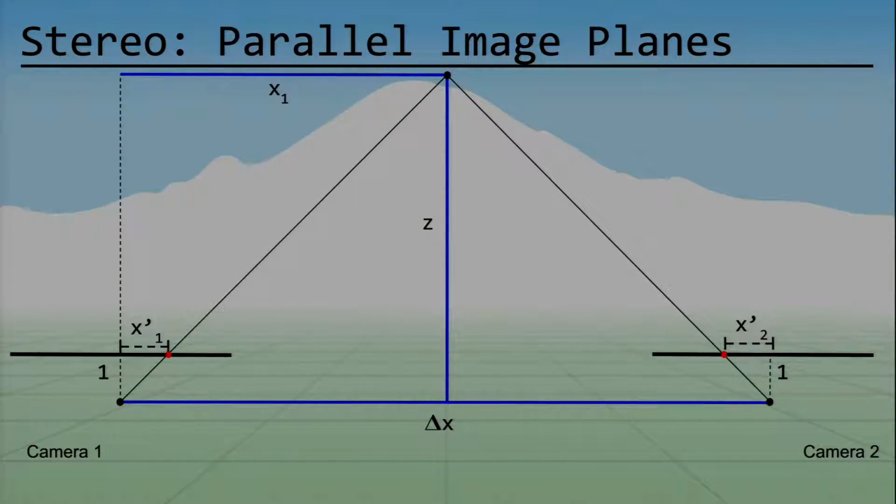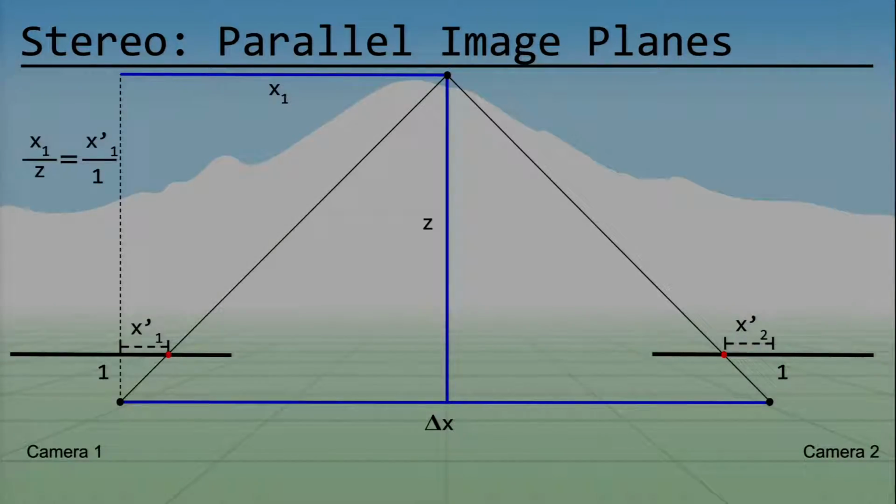Then we can notice some interesting things about this setup. First of all, we'll note that the z value for this point here is going to be the same in both camera frames. Because these camera frames are parallel, they have the same z value. We'll also note that this distance from here to here is x1, and the corresponding distance over here would be x2. We know that the distance from here to here is x prime 1, x prime 2, and so we can use the same similar triangles notion as before.